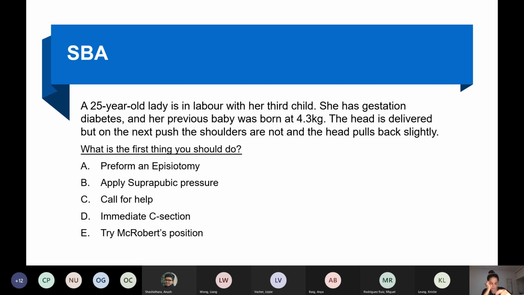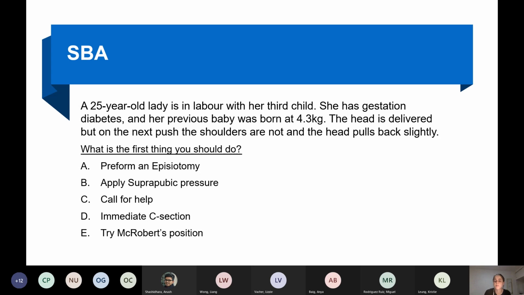So another SBA. Oops, another SBA. So a 20. Oh, hold on. I think I need to change the question on Menti. Okay, I've changed the question, I think. Please let me know if I haven't.